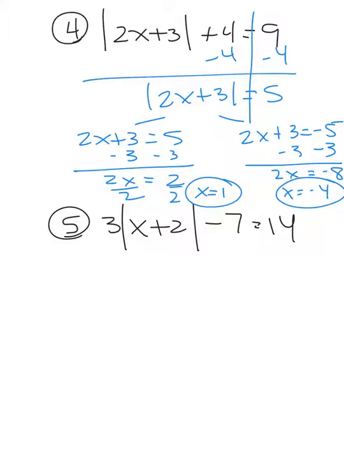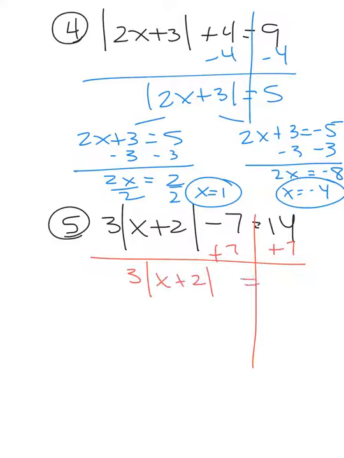In number 5, again, I'm still building on my original concept. The first thing I have to do is isolate my absolute value symbol. So I'm going to add 7 to both sides, and I have 3 times the absolute value of x plus 2 is equal to 21. Now again, I don't have this absolute value symbol all by itself quite yet. I need to get rid of that 3. So that's really 3 times the absolute value of x plus 2. So I'm going to do the opposite operation. I'm going to divide both sides by 3. So that gives me the absolute value of x plus 2 is equal to 7.